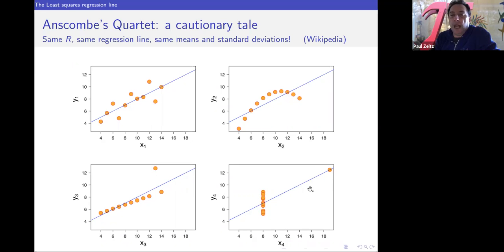But if you were to blindly just do a computation, you would say we can predict that when x is 14, y should equal 10. Whereas in the real world of this variable, x is only equal to 8, and this is probably a typo. Okay, and so what you want to take from this is not that R is bad, not that linear regression is bad. It's good as long as you draw your scatter plot and you think about what you're trying to do.